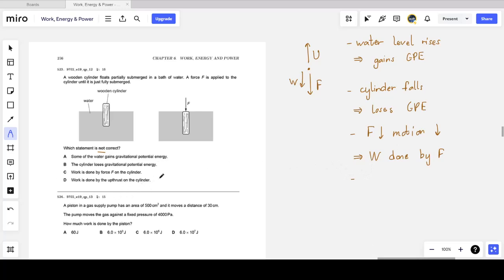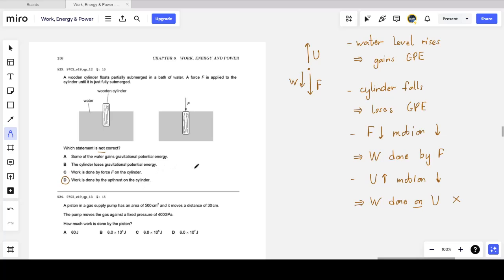And the last statement says work is done by the upthrust on the cylinder. Now the upthrust is acting upwards, but the motion of the cylinder is downward. And so what this means is work is not being done by the upthrust, but work is being done on the upthrust. Remember, by definition, it's in the opposite direction to the force, so work is being done on the force. And so that's the incorrect statement. Work is not being done by the upthrust, work is being done on the upthrust. And so that's option D.